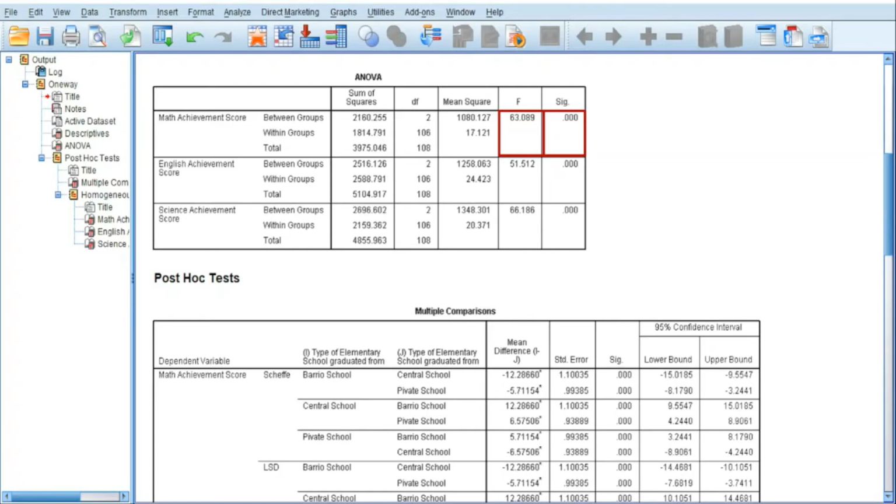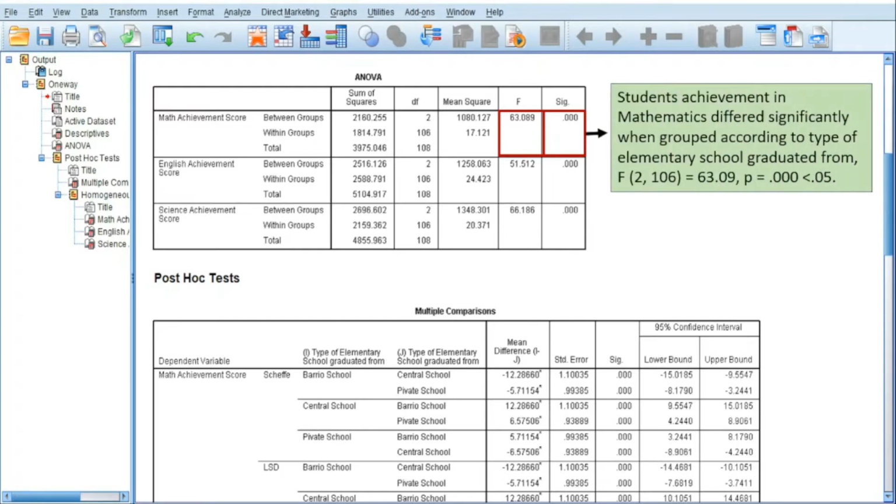that there are significant differences in terms of the mean achievement scores of students in mathematics when they are grouped according to type of elementary school graduated from. So how do you report that? Then you can say that students' achievement in mathematics differed significantly when grouped according to type of school or type of elementary school graduated from.